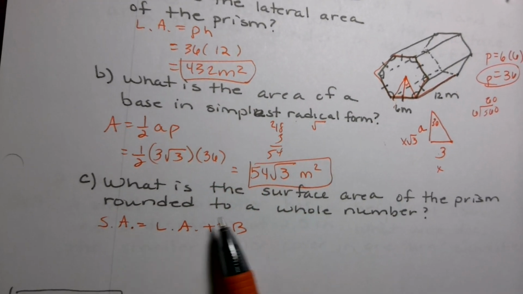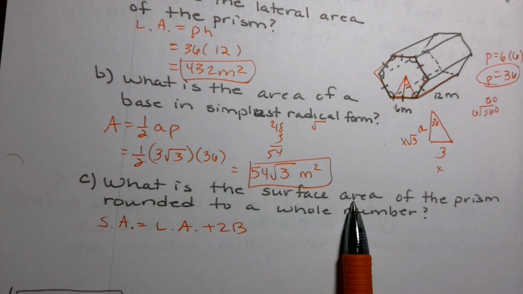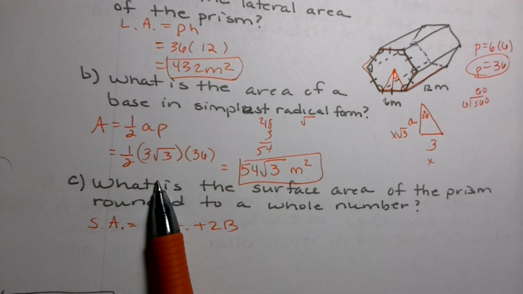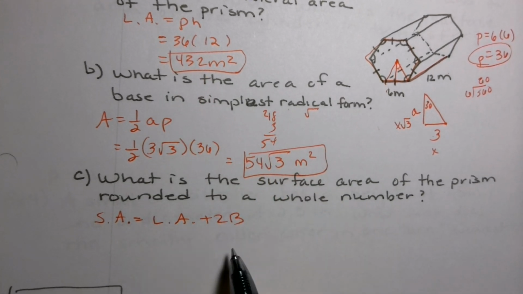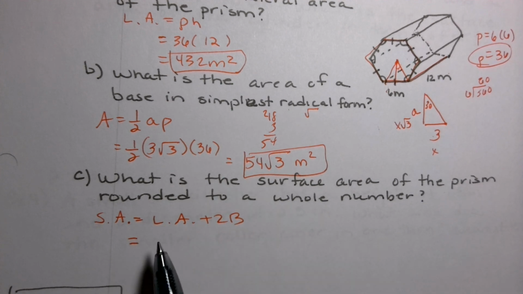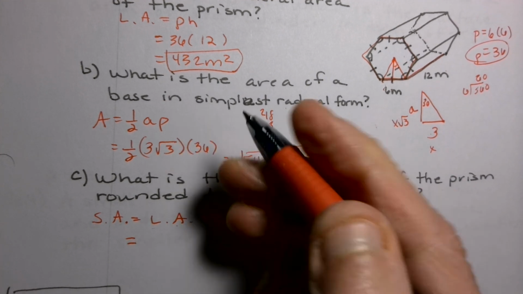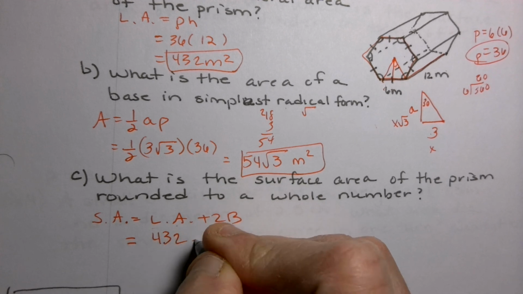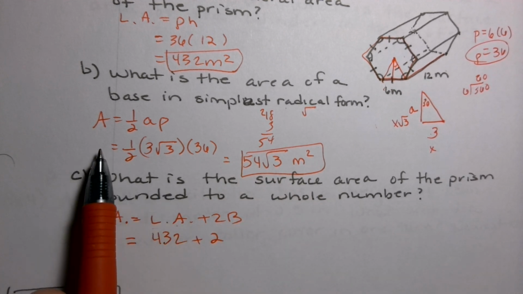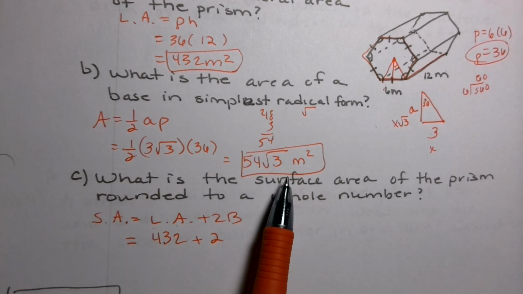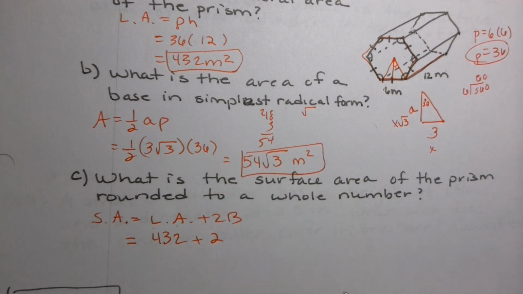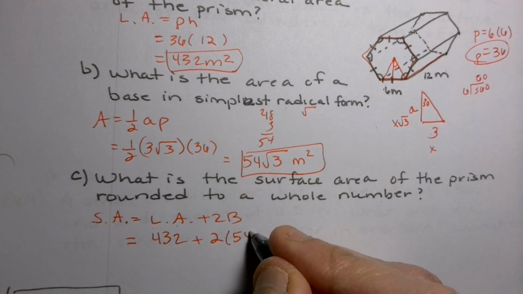In a problem, it might just say, what's the surface area? And then you need to do that information first. But now it's pretty well laid out. We just need to plug it in. LA was 432, and the area of the base was right here, 54 root 3.